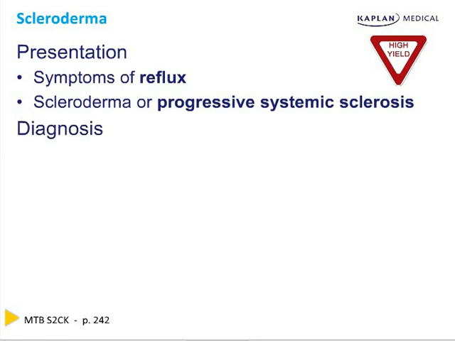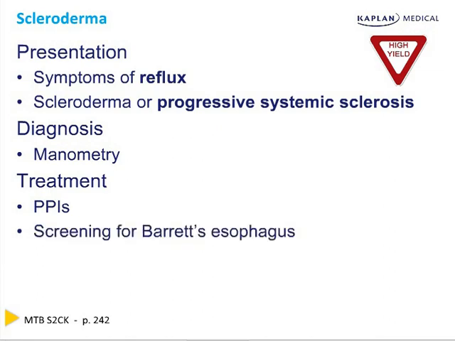The diagnosis of scleroderma is done by manometry. The treatment for it is with PPIs. Due to the amount of reflux a patient experiences, they also need to be screened for Barrett's esophagus.